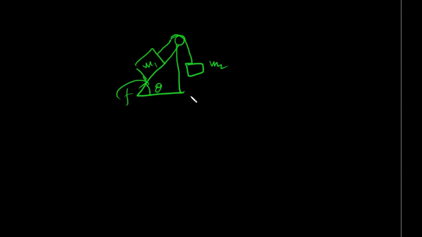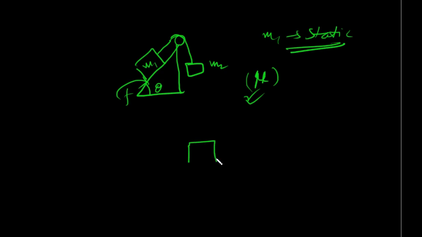And I say suppose the coefficient of friction is mu. Now this is static and kinetic both. Now we'll first separately find the static and then kinetic. You see, in the case of static friction, what will happen is this block m1 will remain static. So we draw the FBDs, or free body diagrams, of individual masses.